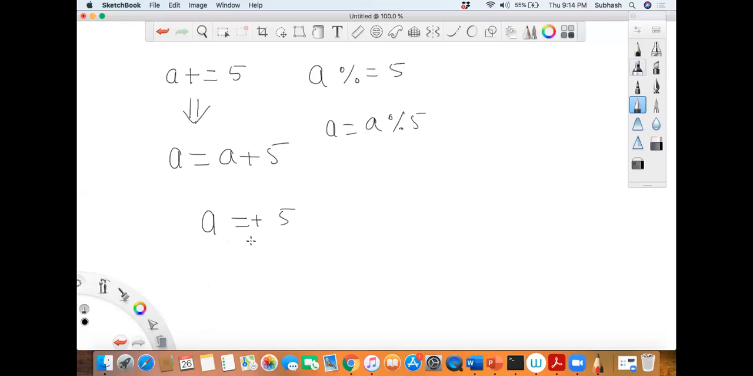Is this compound operator? No. This will be treated as a is equal to plus 5. That's all.